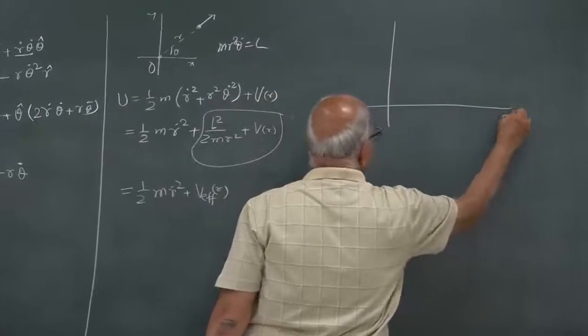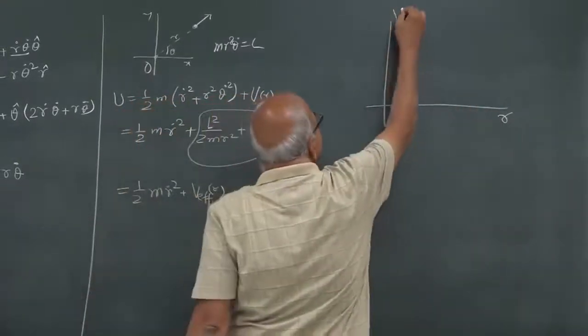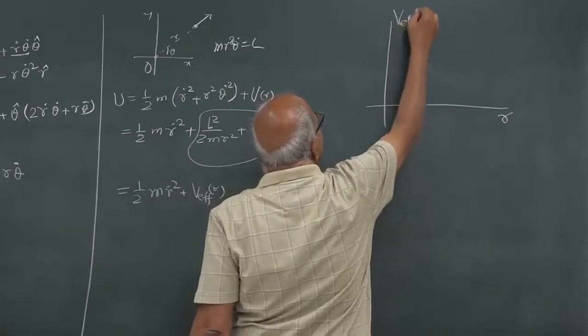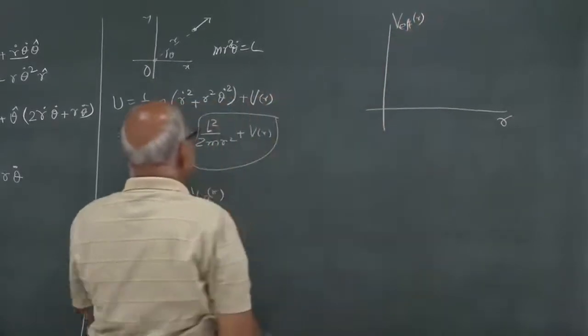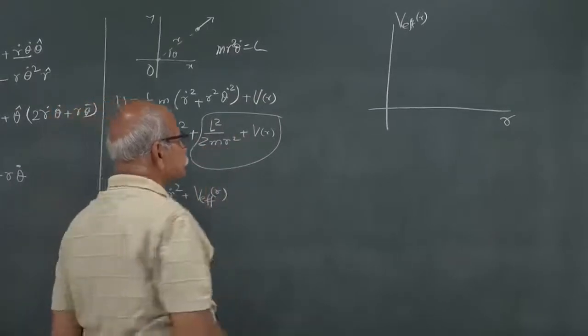And this side is r, remember, and r will not be negative. So, everything will be on this side. And what is this V effective r? Here, L square by 2 m r square plus V r.